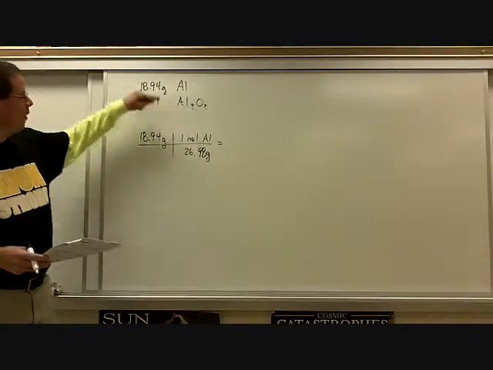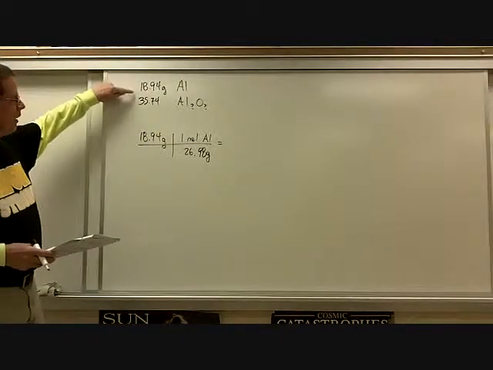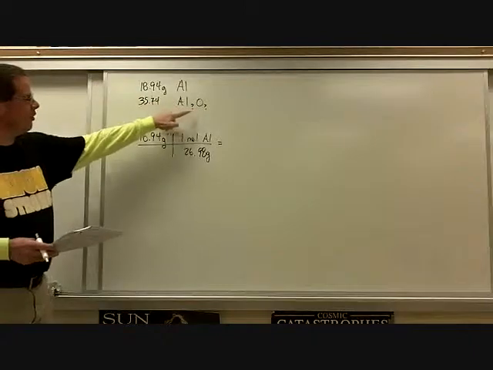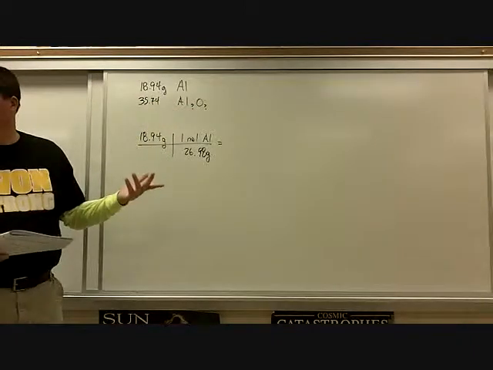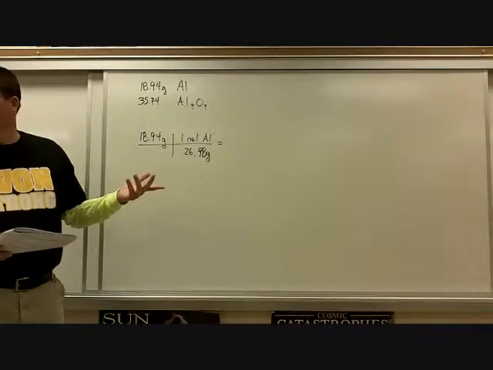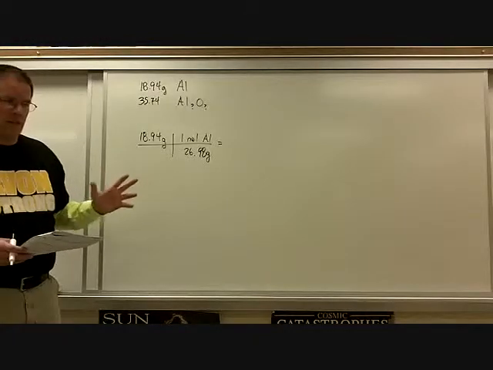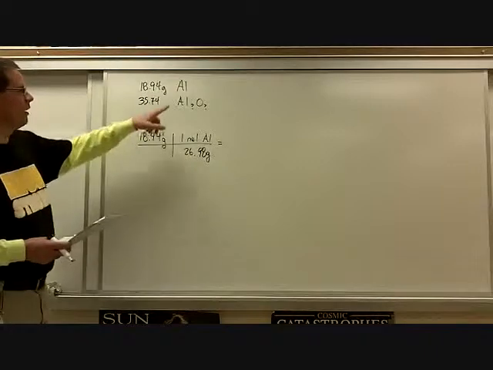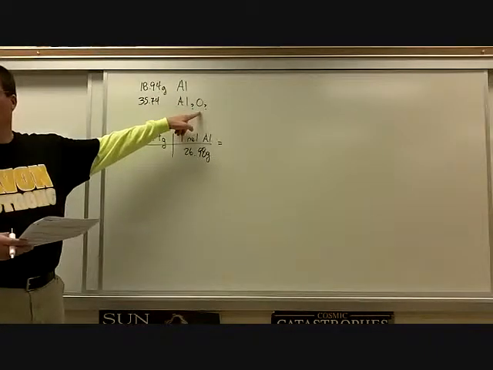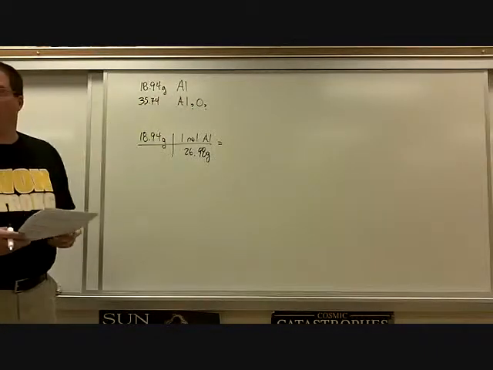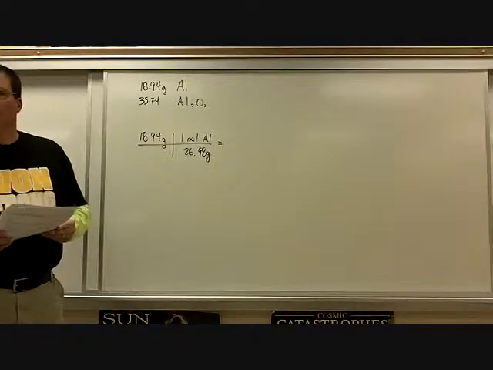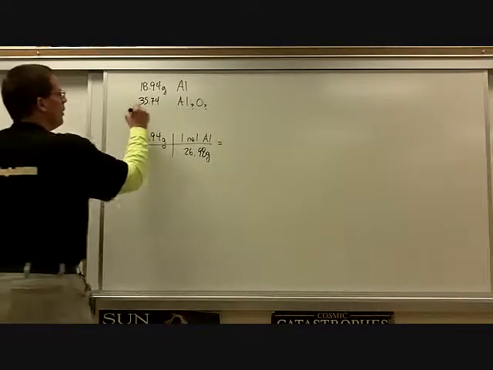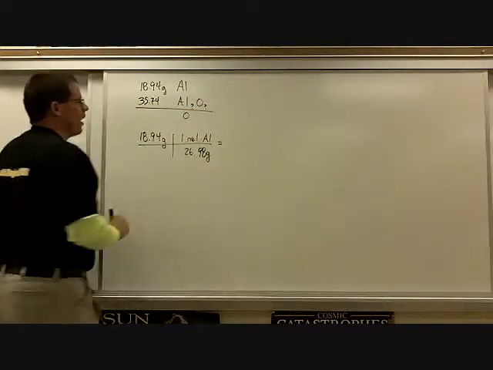But if we know the aluminum's mass, how are we going to determine this if I didn't give you the oxygen? What have I given you? The mass of the aluminum oxygen compound and the mass of the aluminum. So how can we find the oxygen? Subtract them. Take the difference. So the difference of the two will give us our oxygen.